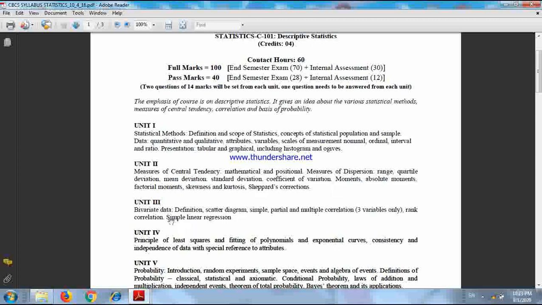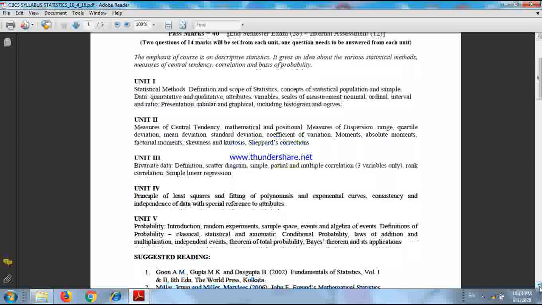Unit 3, you have the idea about the bivariate data. All these things will be explained in time. Then scatter diagram, then correlation coefficient, etc. And then unit 4, you have principle of least square, the idea of fitting polynomials, etc. And the unit 5, that is the probability, theory of probability. I think you have also gone through the theory of probability in class 12. In mathematics, I know that one paper is there.